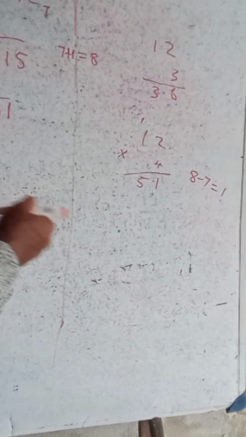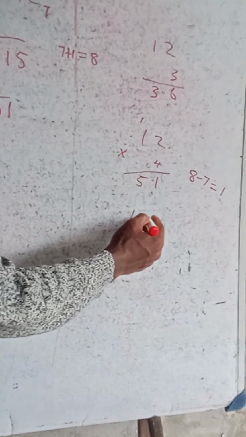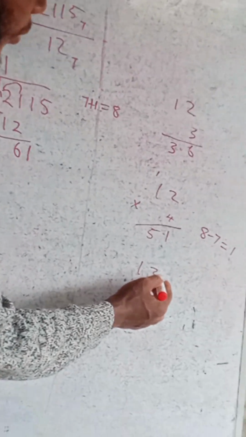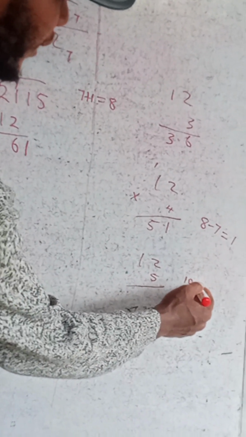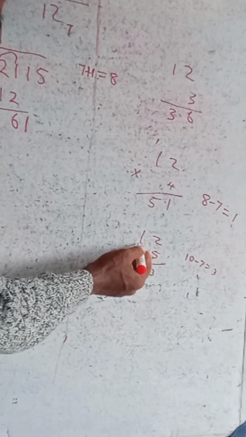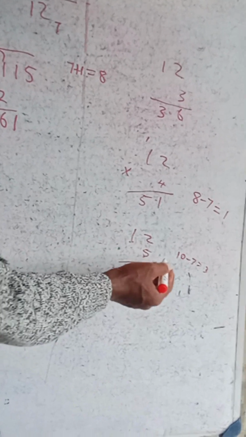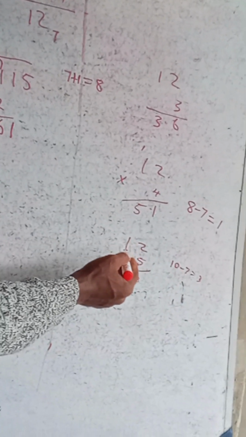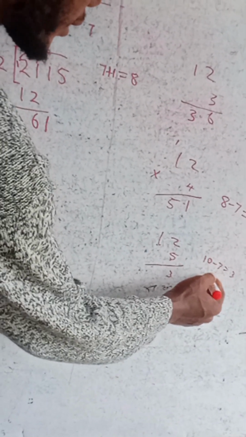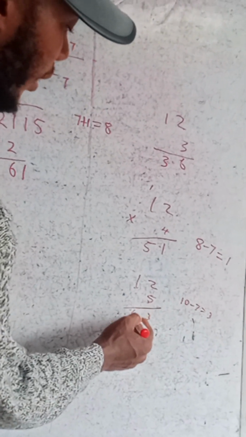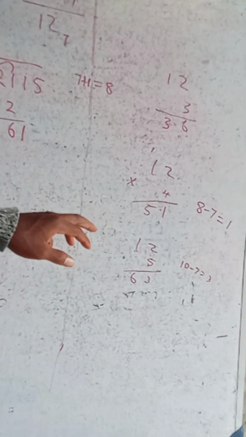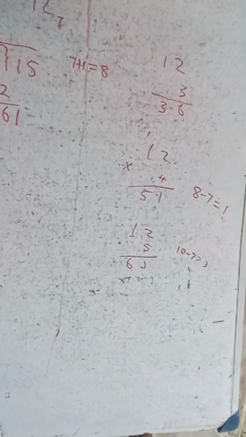So let's try 5. 12 times 5. 5 times 2 is 10, and 10 is more than 7, so this is 3. We can write 3. 5 times 1 is 5, plus the 1 we raise is what? 6. And 6 is less than 7, so we can write it. So it's 63.